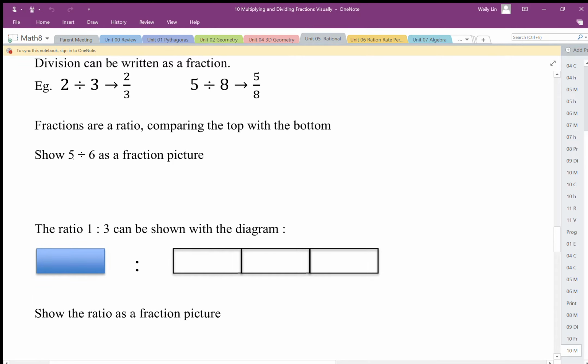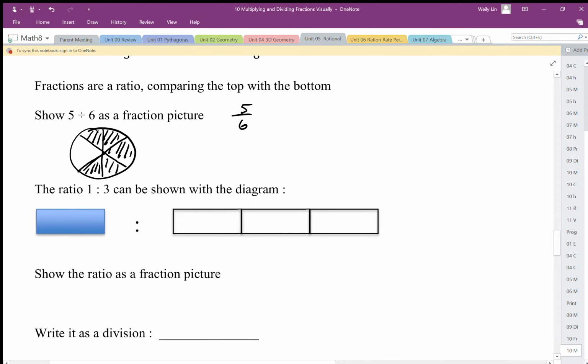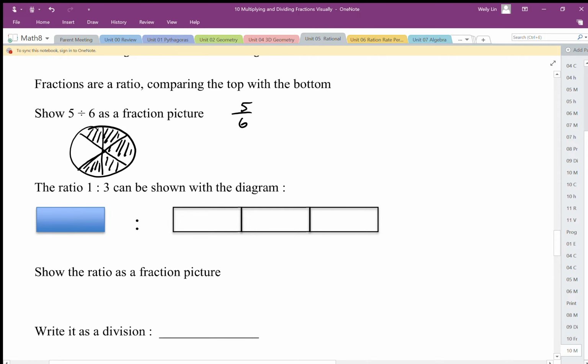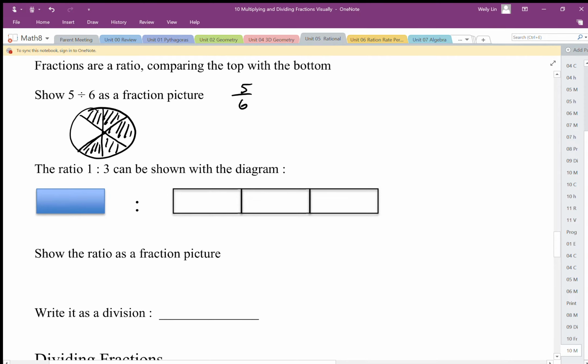And if I want to show 5 divided by 6 as a fraction picture, well, I can first of all write it as a fraction, and I can draw any fraction I like. Here I'm going to draw a circle fraction, and 5 divided by 6 means I have 5 parts shaded to 6 parts whole. So that represents a 5/6 fraction. So the 1 to 3 ratio can be shown in the diagram like this. I have 1 part shaded to 3 parts whole, and we can show this as ratio as a fraction picture.